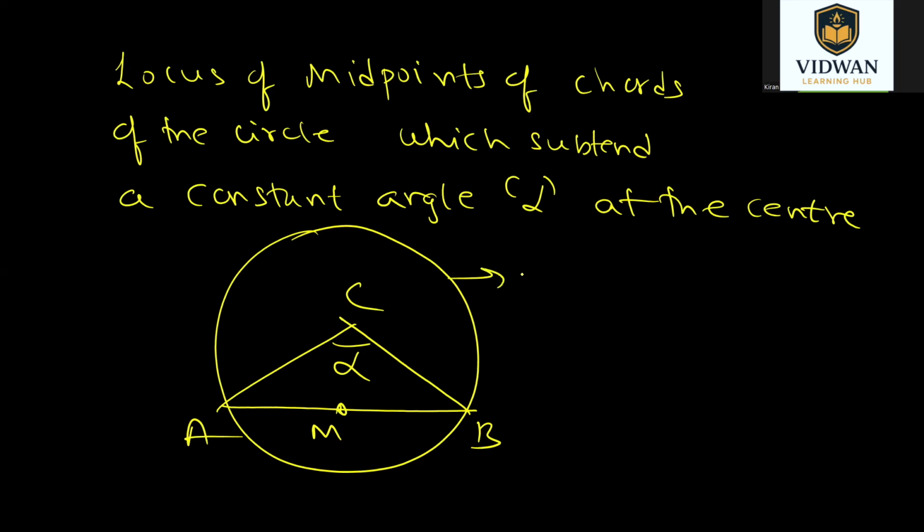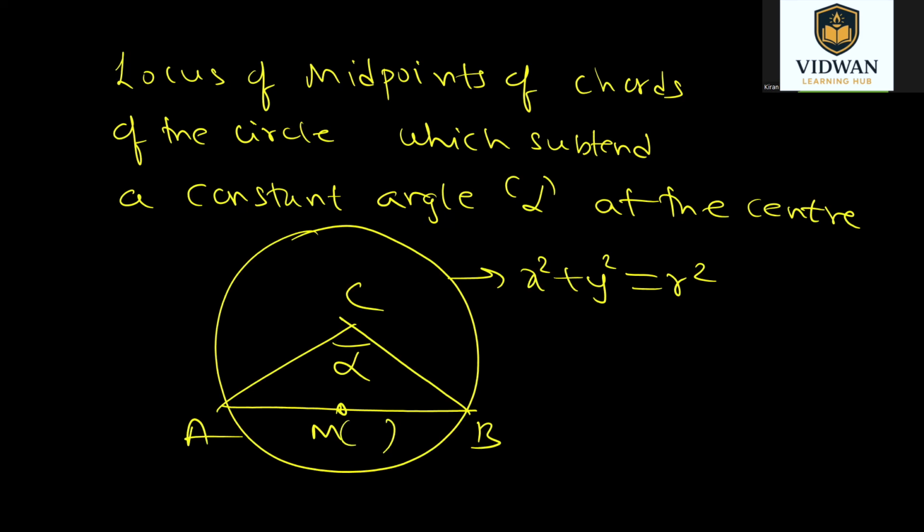M, where you can take the circle as x square plus y square equal to say r square and derive. And later we'll write for other forms of circle with center (h, k) and all. But let us do it with this. So given that the chord AB subtends alpha at the center, what is the locus of the midpoint? What is the locus of this?